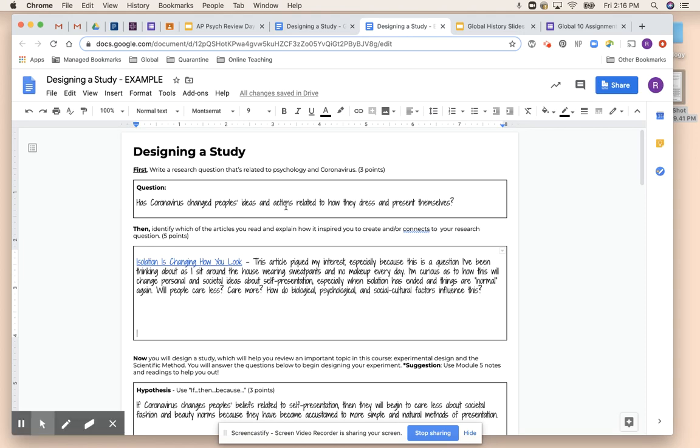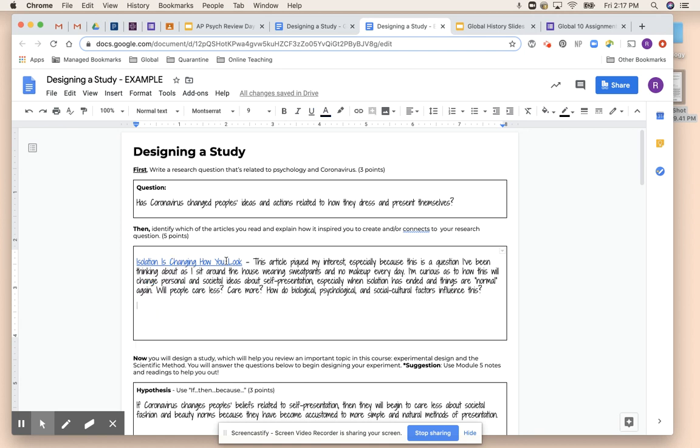So my question that I was thinking about, and I've been thinking about this a lot, is: has coronavirus changed people's ideas and actions related to how they dress and present themselves? I've been thinking a lot about how, already and in the future, this is going to change what we think about beauty and clothes. Are we going to be even more invested in it because we didn't get to for so long? Or are we going to be like, yo, people saw me behind my computer for months and didn't care that I wasn't wearing makeup, so why would I do it now? I was inspired by, I've already been thinking about that, but then I read this article, The Isolation Is Changing How You Look one.